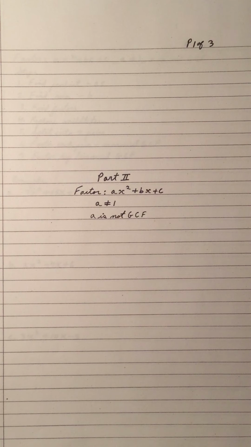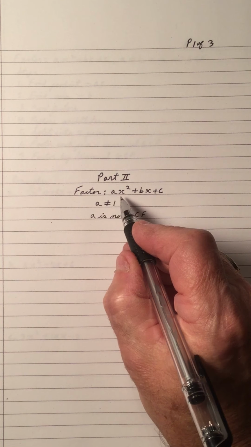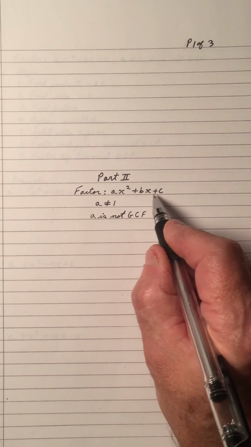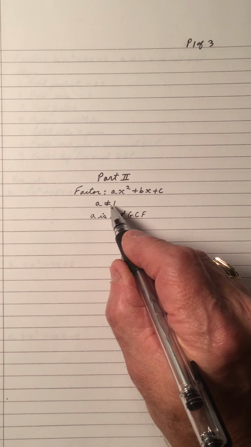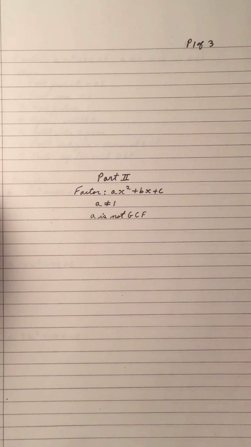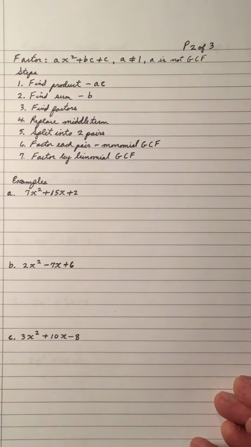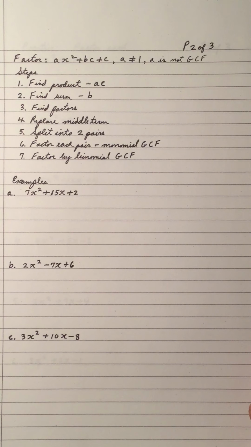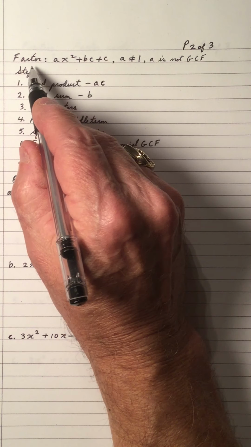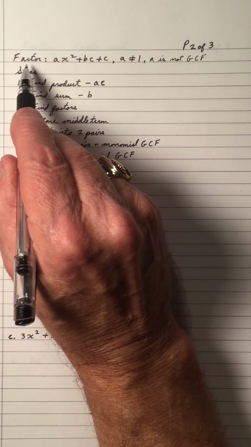Hi, welcome to my video on part 2 of factoring ax squared plus bx plus c, which is a trinomial, and a is not 1 and a is not a GCF. So we did the previous video working with the product is a times c and the sum is b. Let's do some problems. Let's do some examples.